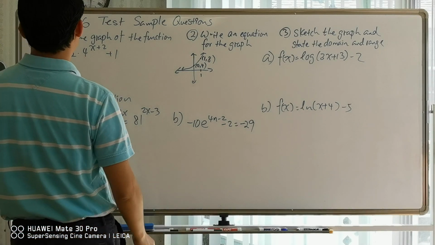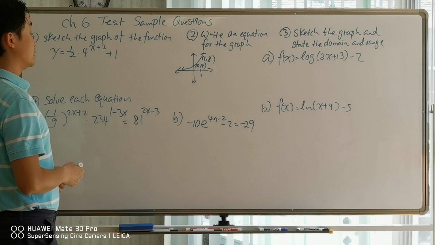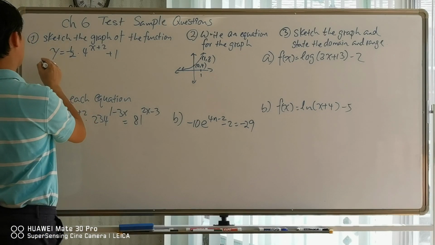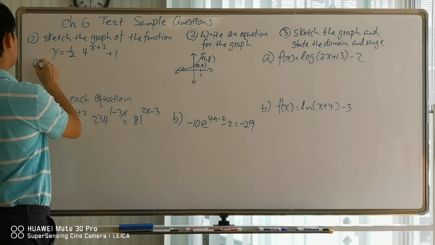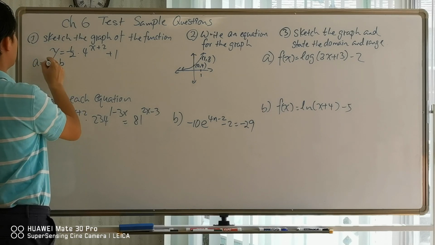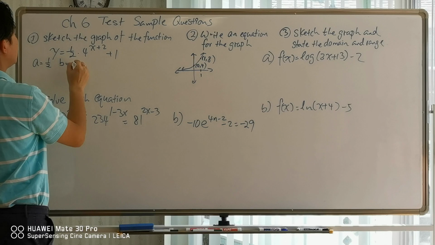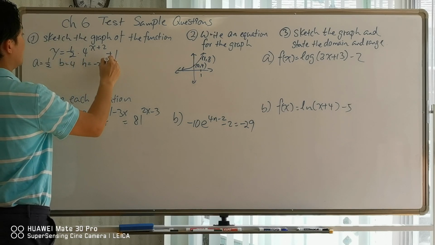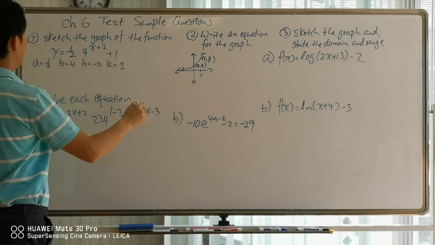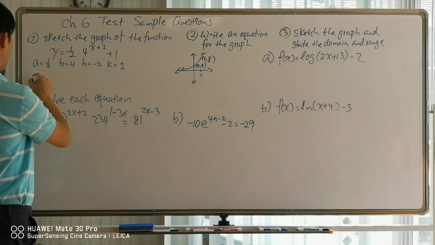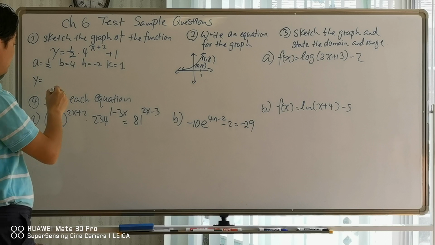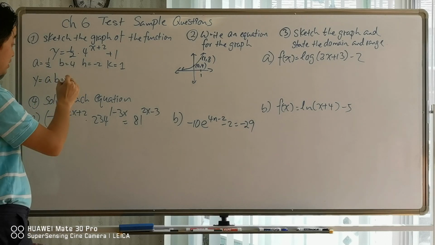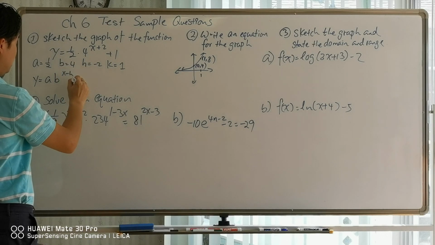So, sketching a graph of a function. What we have here is an exponential function. What we need to find out are all the essential elements: a, the scale factor, is 1/2; the base is 4; h is -2; and k is 1. According to the transformational form, it's always a times b to the power of x minus h, plus k.